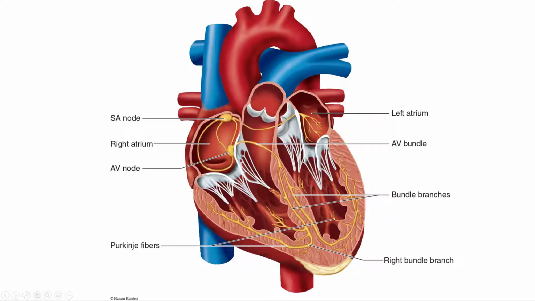The next slide kind of shows the same thing, but in more detail within the structure of the heart. So here's your SA node at the top, and then you have the AV node right at the transition between the atrium and the ventricle. Here's your septum, the bundle branches, and then you have your Purkinje fibers that are going up.